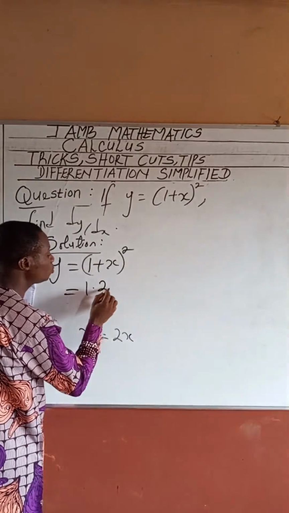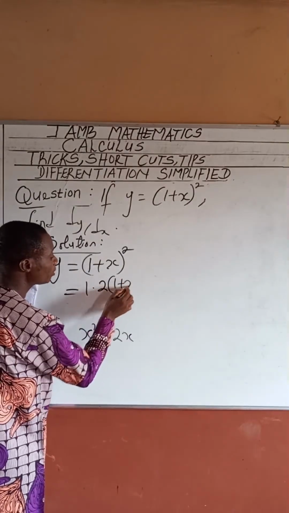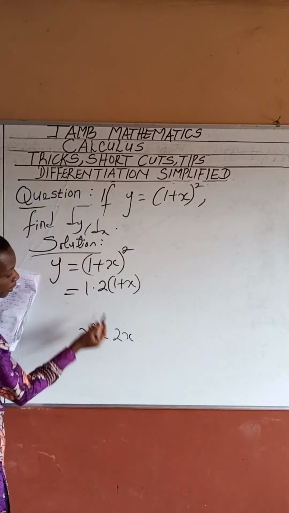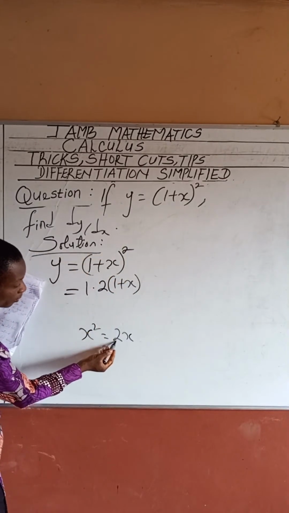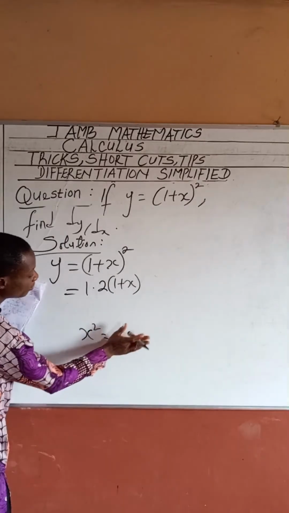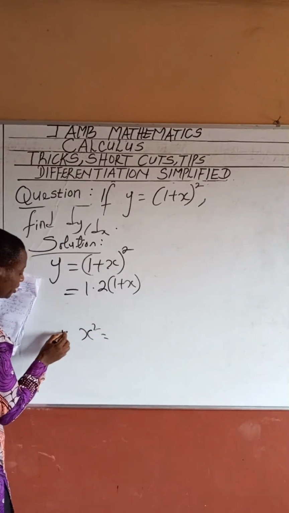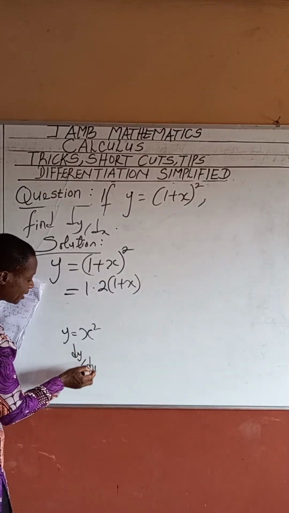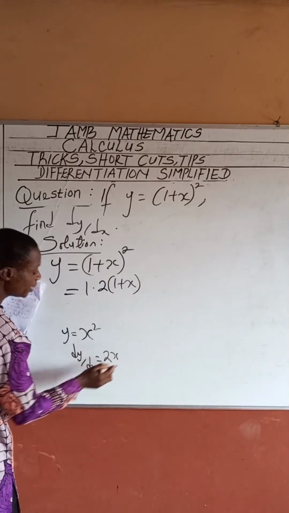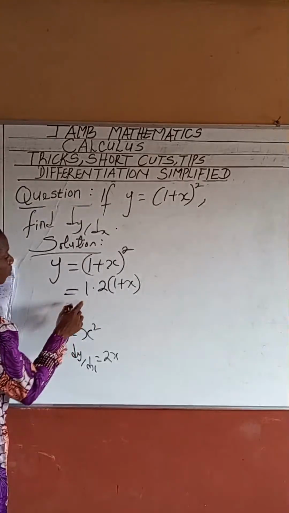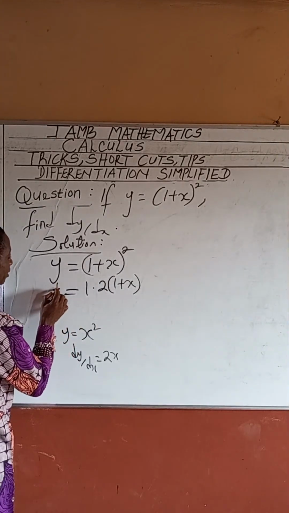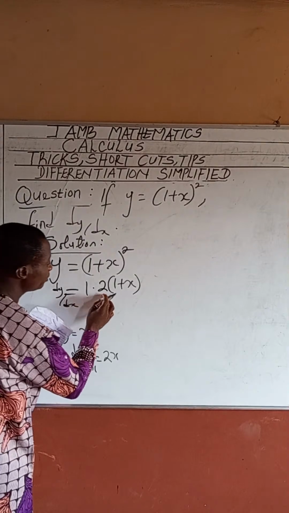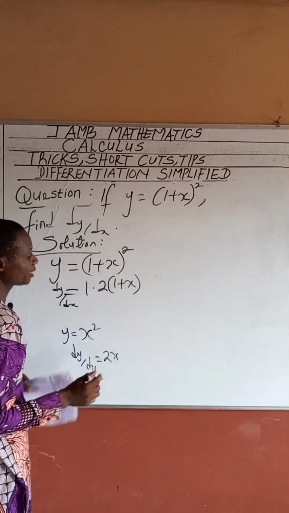It will now be 2 open brackets 1 plus x. Decrease this power by 1. You see, you brought this 2 here, just like you brought this 2 here to give us this, right? I hope I'm not doing the wrong thing. This is y. If y is this, what is dy/dx? It will give us 2x. So what is dy/dx here? dy/dx is 1 times this. So this is what we get as our answer.